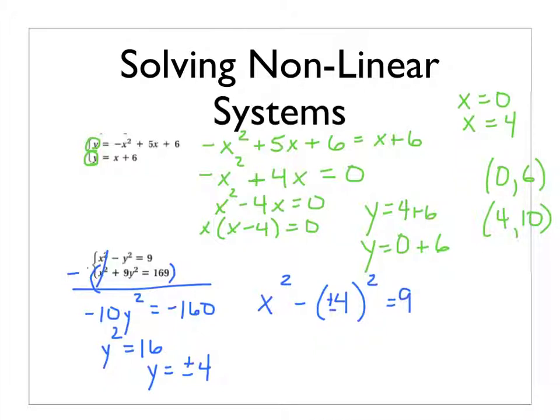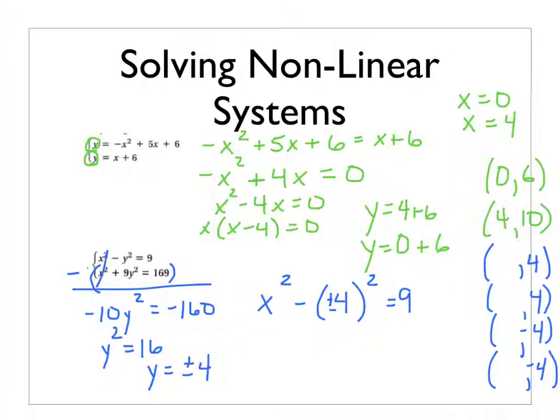So we actually have 4 ordered pairs here. We're going to have two different ordered pairs with a y value of 4 and two different ordered pairs with a y value of negative 4. So what we're probably looking at is an ellipse and a hyperbola intersecting, like the ellipse in the middle and the hyperbola crossing over both sides.